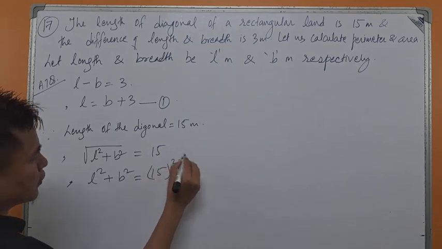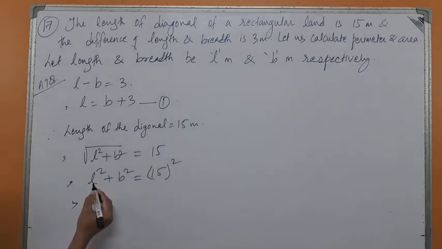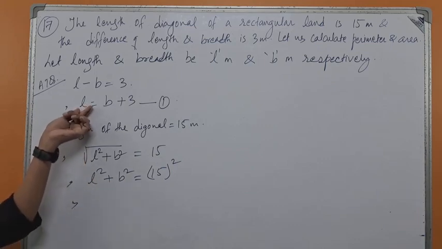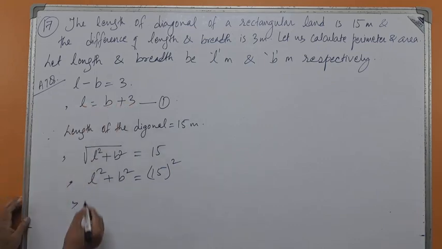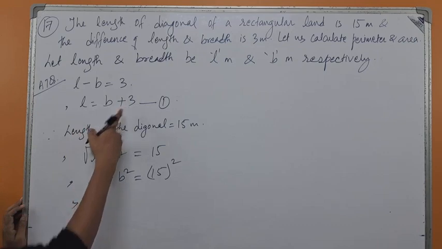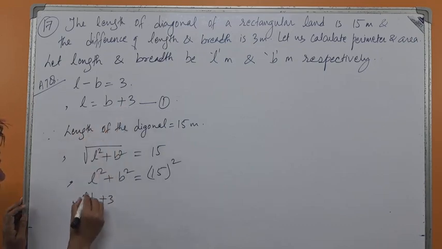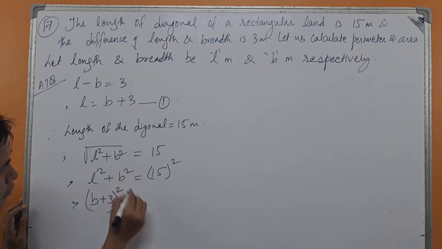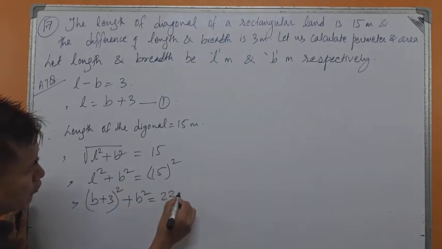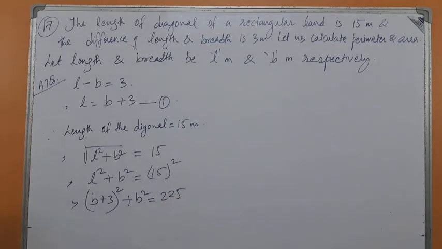15 square. Now L square. What is the value of L in equation 1? The value of L is B plus 3. So let's put the value of L, B plus 3. Instead of L, I am writing B plus 3. B plus 3, we have a square here, so this is a square plus this is B square equals 15 square, which is 225.